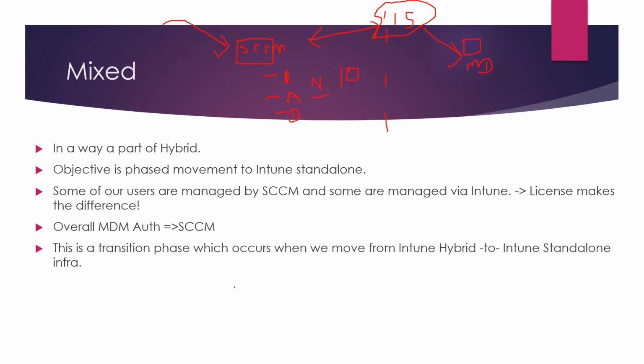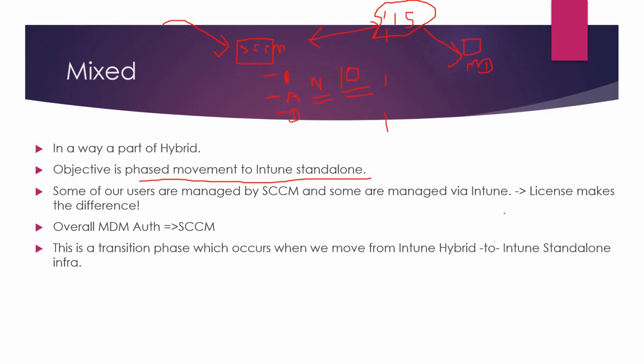This was a transitional phase, and the end goal was a phased movement to Intune standalone. We did not want to move all the users at the same time, but wanted to do it in a phased approach. So in a mixed environment, some users would be managed by SCCM and some would be managed by Intune. I'll discuss in detail in the next slide how exactly it was done, but the licensing of the user made the difference.